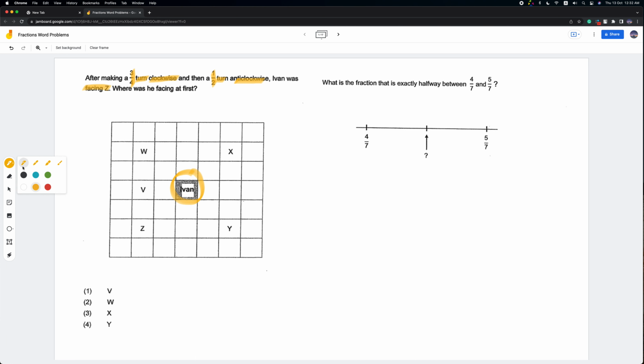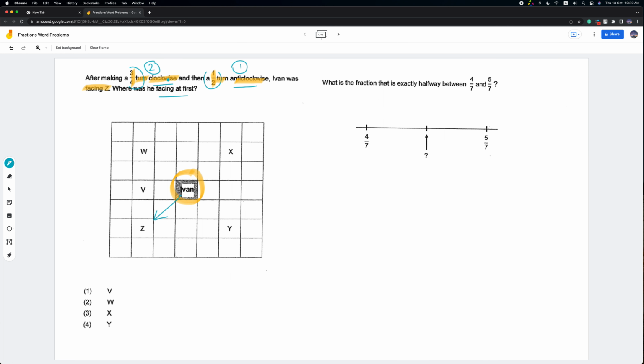Alright, so what we need to do now is figure out where he was facing first. This is a big clue. We need to make sure that we work backwards, and when we work backwards, the anti-clockwise becomes clockwise, and the clockwise becomes anti-clockwise. The fractions remain the same. Now he's facing Z. I like to draw an arrow to show where he's facing. We're going to do this turn first, and then the next one here.